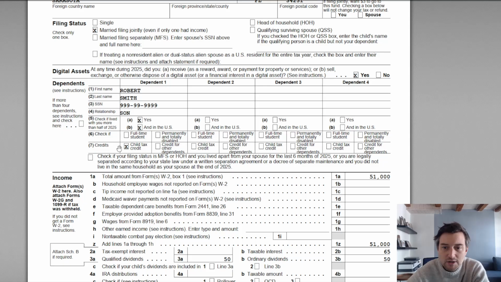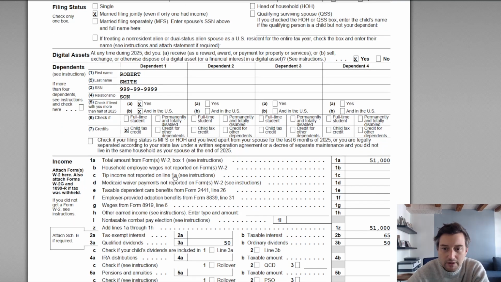And here's their one son, Robert. We've got Robert's social security number listed there, relationship to the taxpayers. He's their son. And in addition to the EIC, they're also claiming the child tax credit, which is fine, right? They're eligible for that, but we're not going to cover that within this video. We're just focusing on the earned income credit.